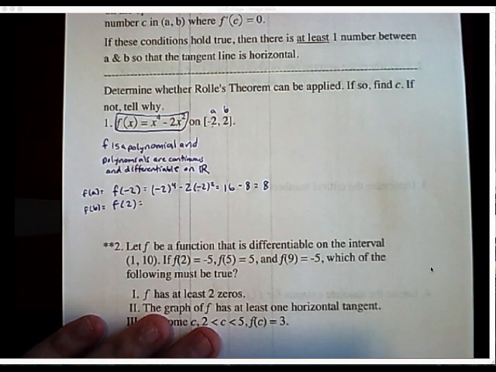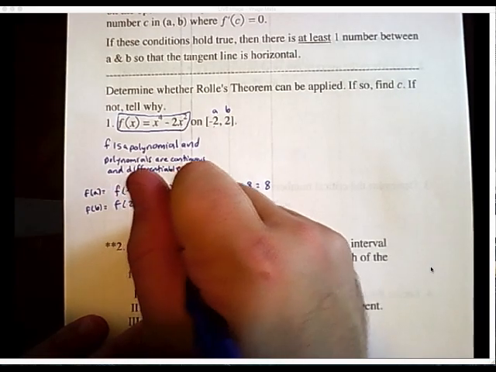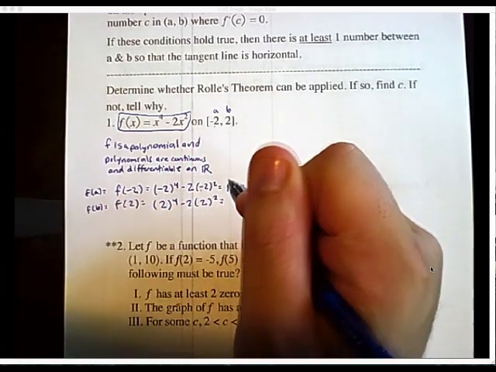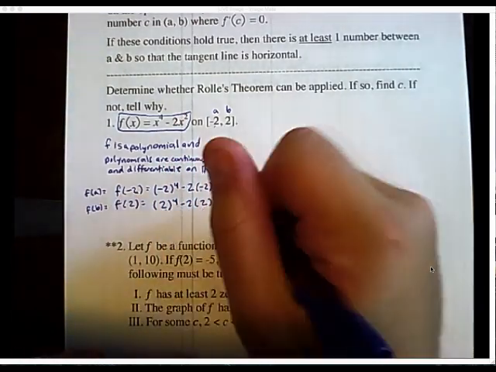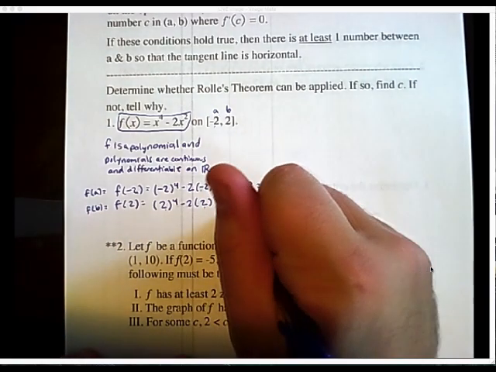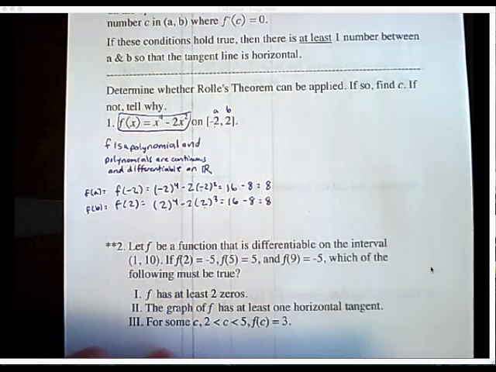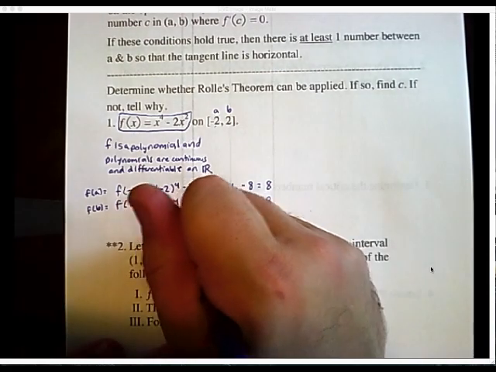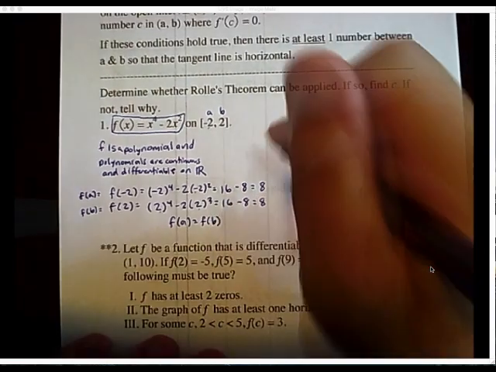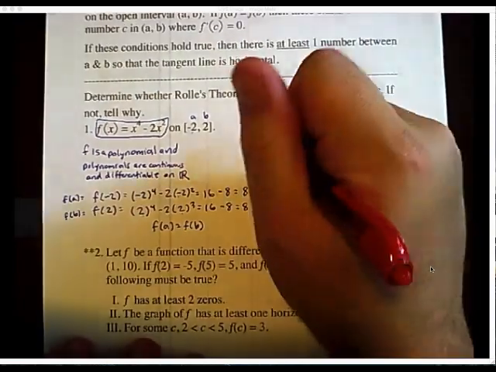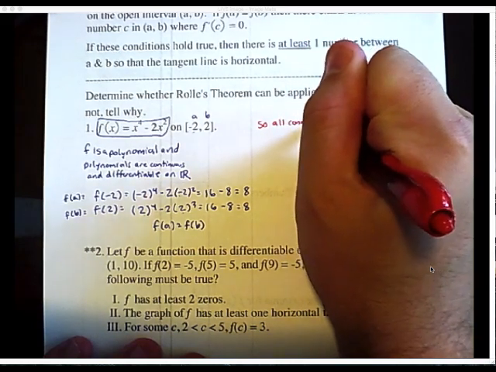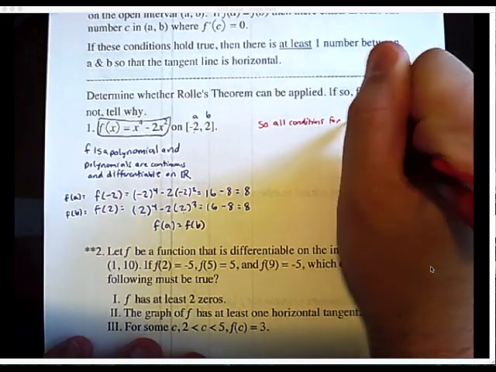If I plug in 2 to the fourth minus 2 times 2 squared, well, 2 to the fourth is 16. 2 squared is 4, times negative 2 is negative 8. So here f of a equals f of b. So all conditions for Rolle's theorem have been met.